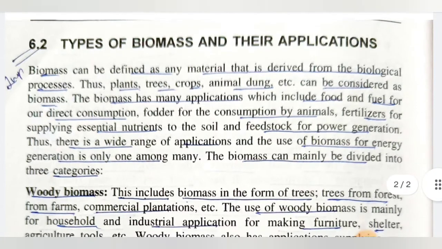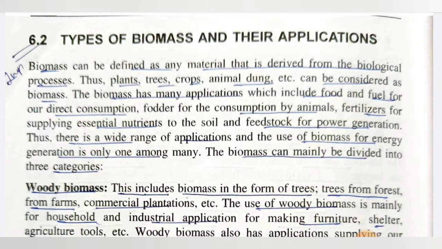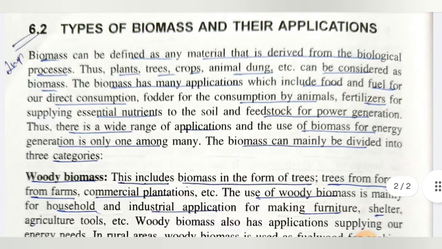Now the next point we are going to see is the types of biomass and their applications. Biomass can be defined as any material that is derived from a biological process. Thus plants, trees, crops, animal dung, etc. can be considered biomass. All these are raw materials for the production of biomass.